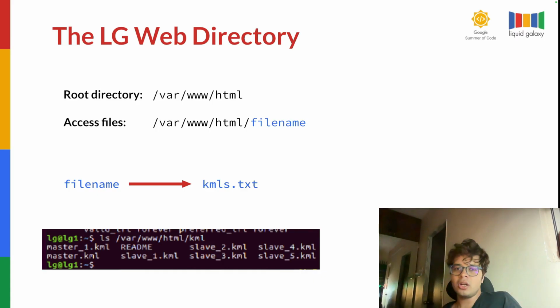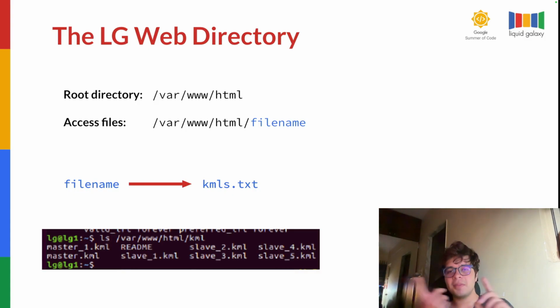All right, now kmls.txt is basically like a watch list that is used by Google Earth in Liquid Galaxy. So Google Earth on the master node continuously checks this file to know which particular KML it should be loading right now. You can think about it like a playlist file, and not actual content.